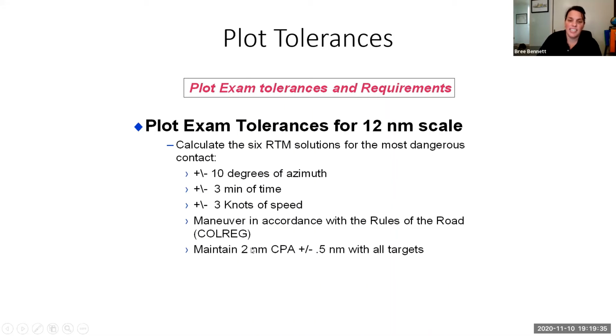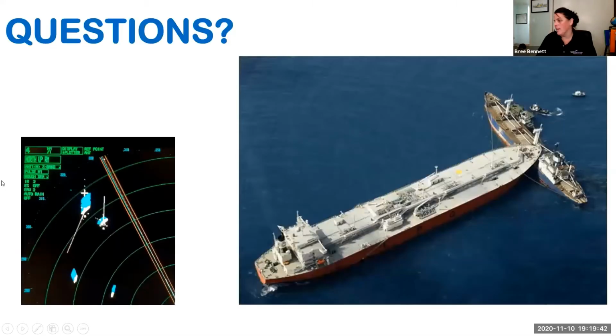And this says maintain a 2-mile CPA, but it'll give it to us differently in each question. So let's do some examples, and hopefully this will start coming together. So get out your radar transfer sheets.